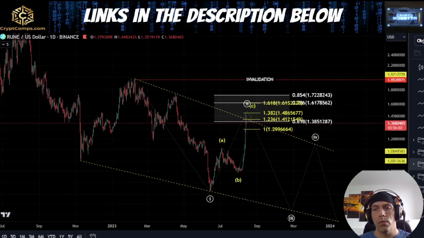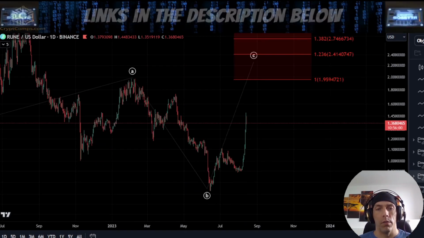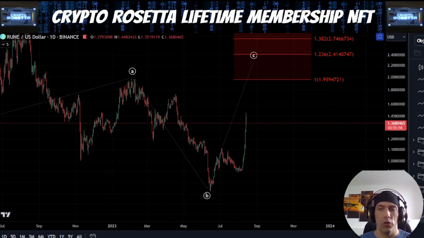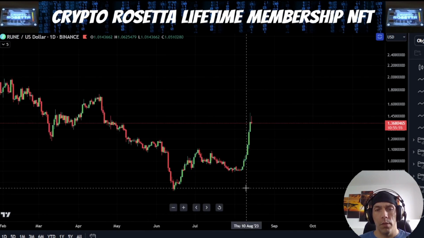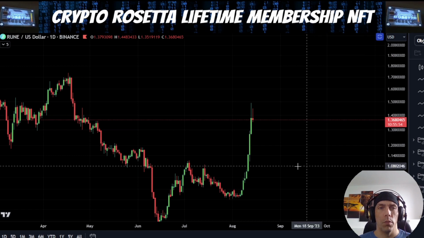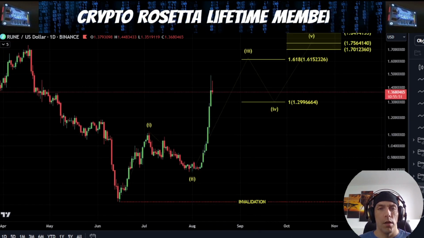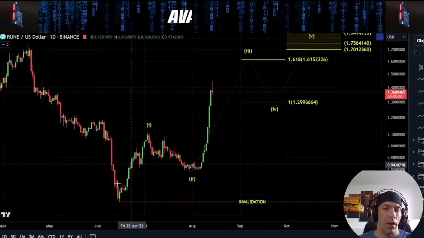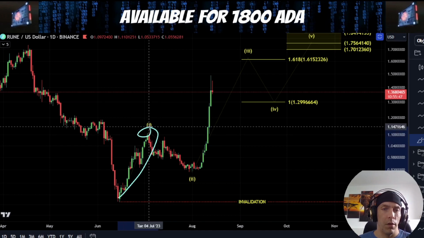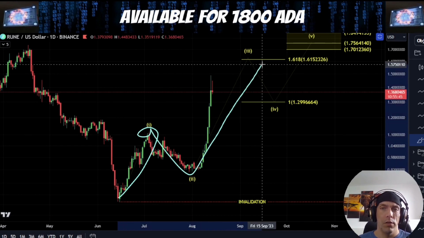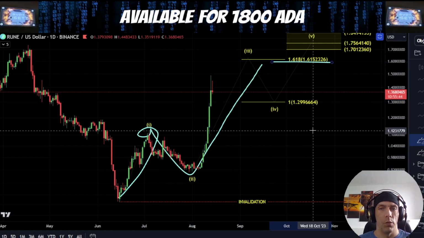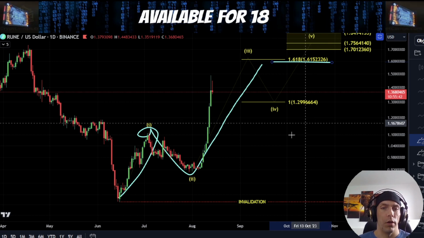Now if we are rather saying that we're looking for this idea of the flat to play out, where we're looking for this push to the upside here, we do have the potential that this could look to confirm. But if we come in here and have a look at the lower time frame stuff, what we can see is that this is potentially a wave 1, 2, and what we need to see for more confidence that this is a wave 3 is a move above this $1.61.